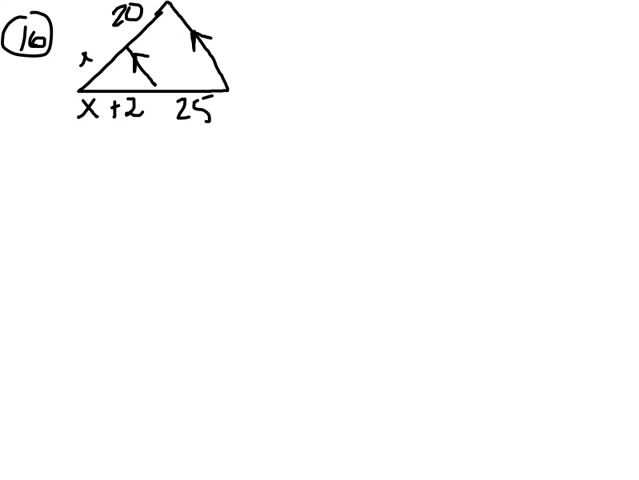Okay, I wanted to go over this one because I think it ends up with some special issues with it. If you look, you have the side splitter theorem going on. So what the side splitter theorem says is that I can do this. I can say x plus 2 over x maybe is equal to 25 over 20.